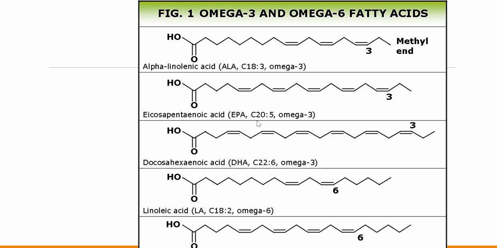docosahexaenoic acid, DHA, and then the EPA. These are the common omega-3 and omega-6 fatty acids that you can find on your food label. Okay, so maybe next meeting I'm going to ask you, for the food products that you are using at home, what omega fatty acids is being indicated on your food label, for those who are claiming. I'm going to ask you for that next meeting.